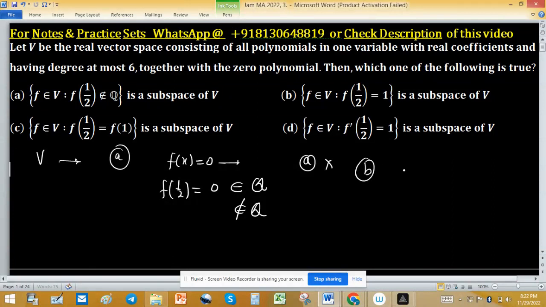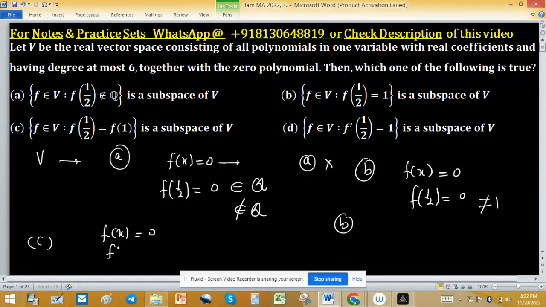Now for option B, if we consider the zero polynomial or zero function, then f(x) equals 0. That's why f(1/2) equals 0, but f(1/2) is not equal to 1. That's why option B is not a subspace. Now in option C, f(x) equals 0. So the value of f(1/2) equals 0, and f(1) is also 0. So these two values are the same. That's why the zero vector is in.